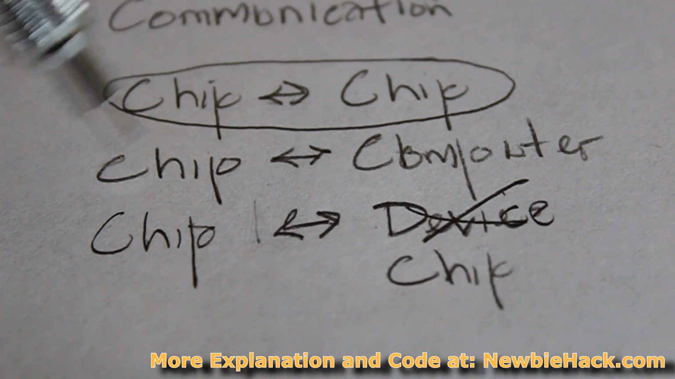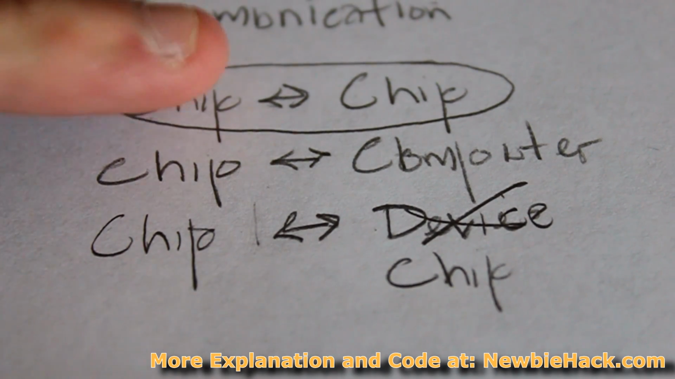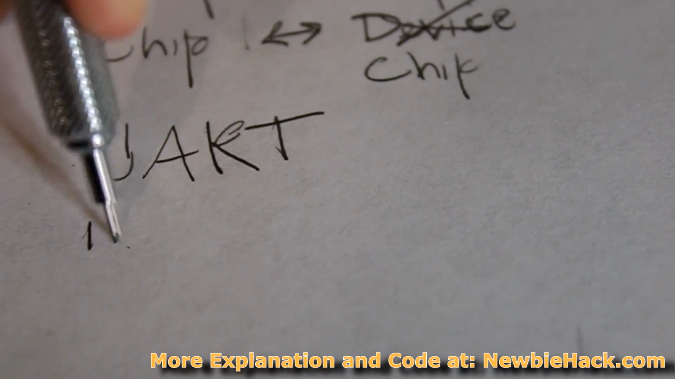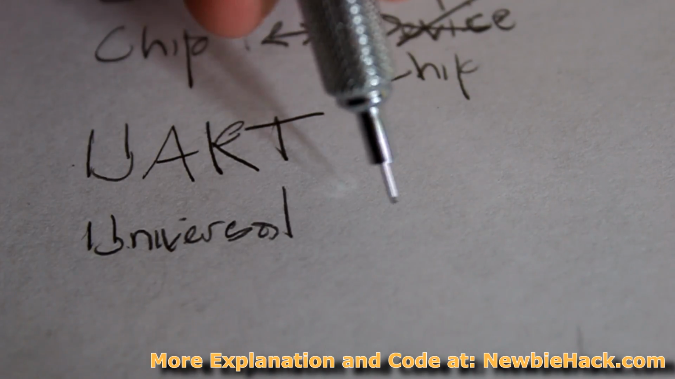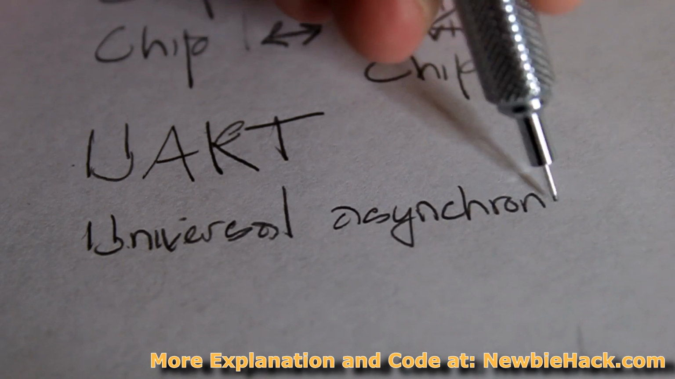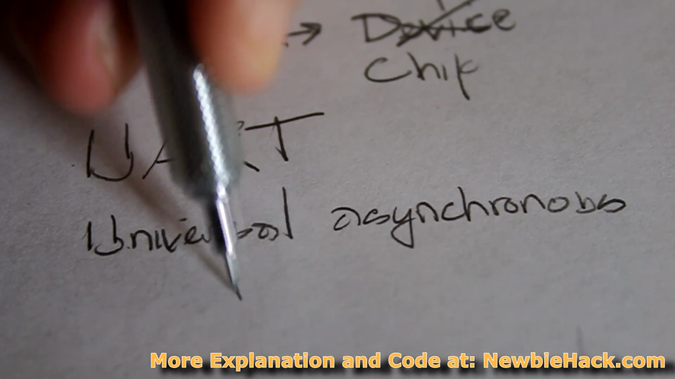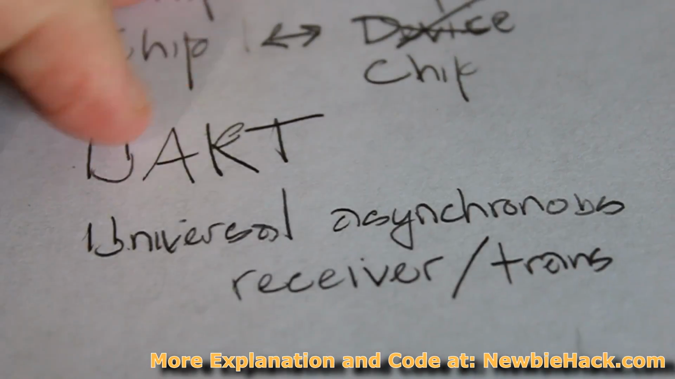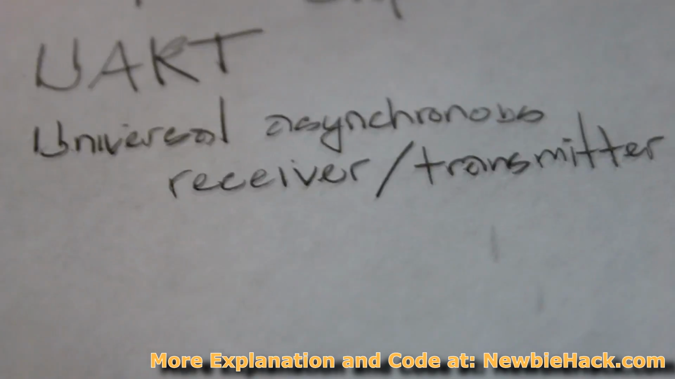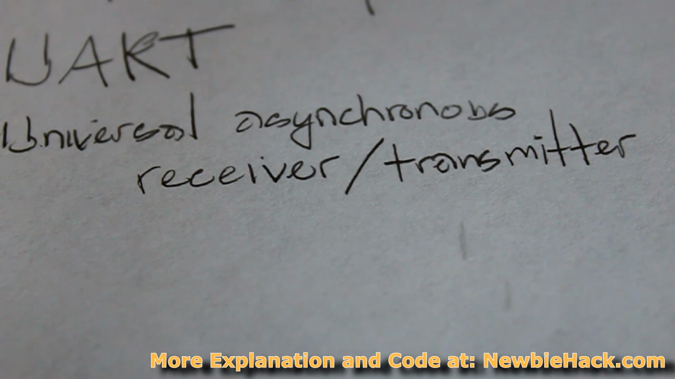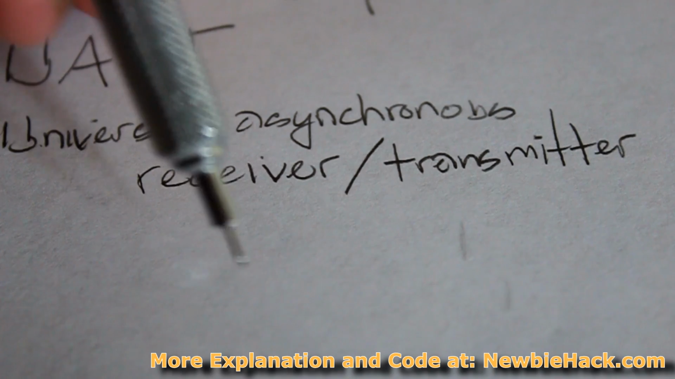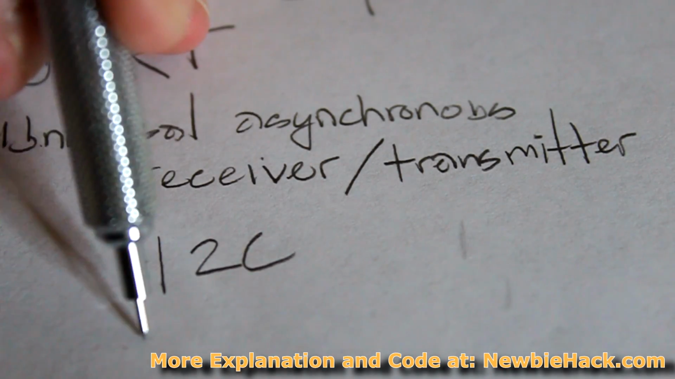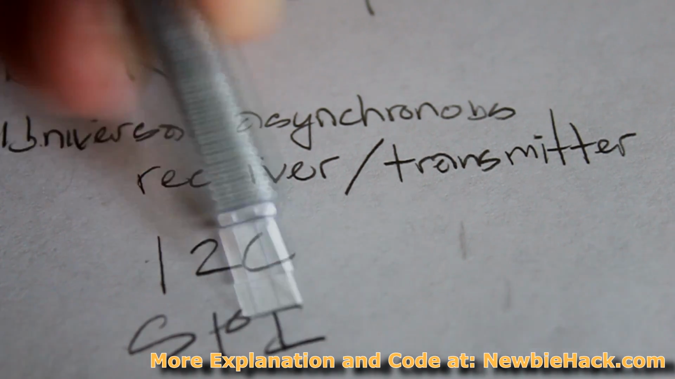And the form of communication we'll be talking about is UART, which means universal, asynchronous, receiver transmitter. There are many other forms of communication, but we won't be getting to those in this video. One of them is I2C and SPI.